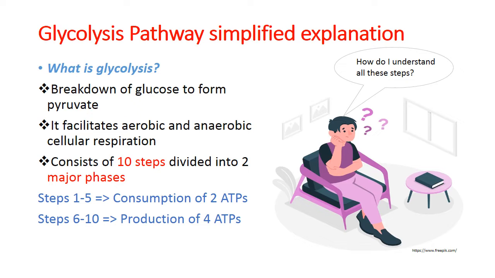So basically, glycolysis has 10 steps, and it's divided into two major phases. Step 1 to step 5 covers the first phase, and then step 6 to step 10 covers the second phase. The first phase involves consumption of 2 ATPs, while the second phase involves the production of 4 ATPs.